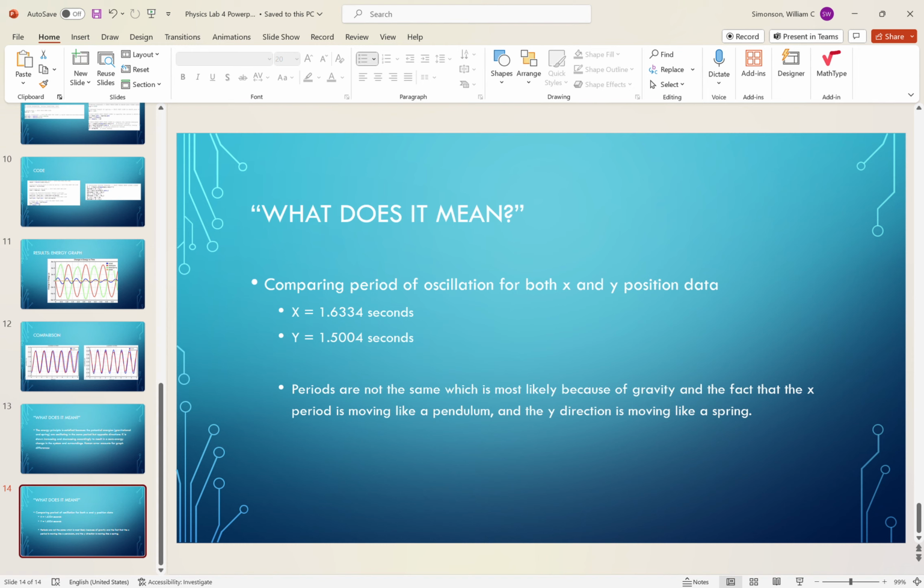Comparing period of oscillation for both x and y position data: x was 1.6334 seconds of oscillation, and y was 1.5004 seconds of oscillation. This is probably because the periods are not the same, which is because of gravity and the fact that x is moving like a pendulum, as stated earlier, back and forth, side to side, and the y direction is moving like a spring, up and down. That kind of angle and trajectory means that they are not affected by the same forces, and this also shows differences in the tracker's estimation.